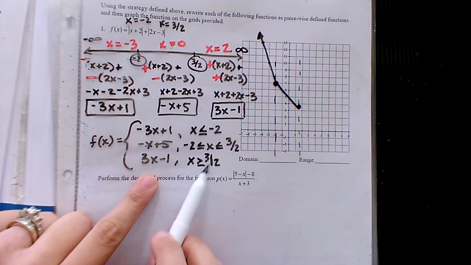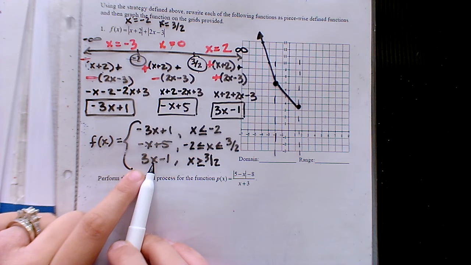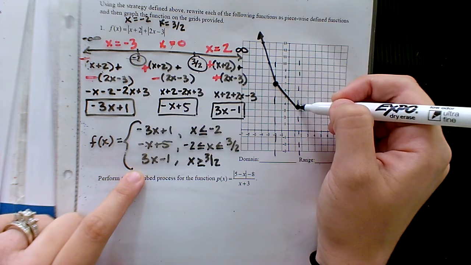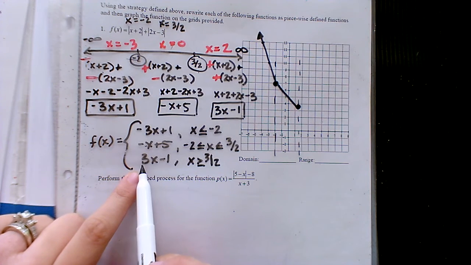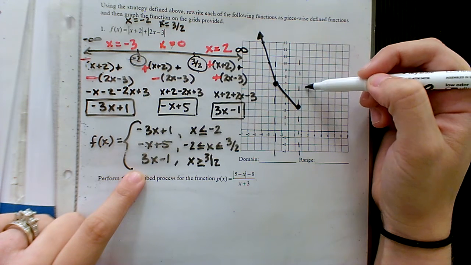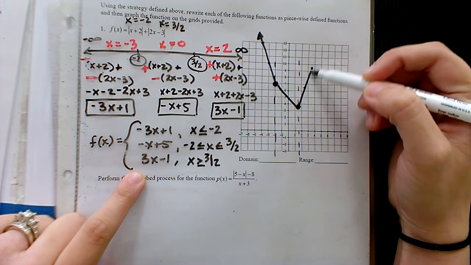All right, so our last line, if we plug in 1.5, 3 times 1.5 would be 4.5, minus 1 is 3.5. So we're on the same closed circle. We can use the slope to help us get another point. So up 3 over 1, up 3 over 1. You can keep going if you want to.